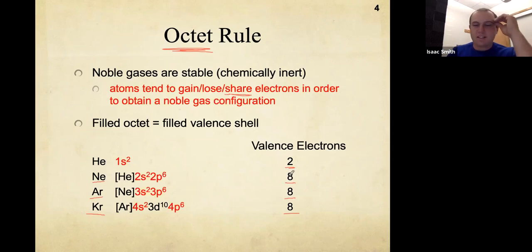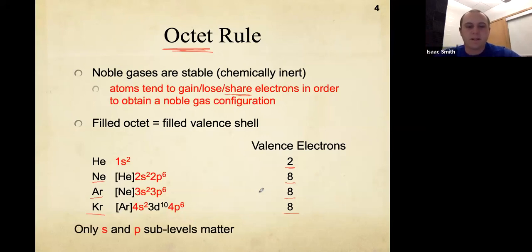So that's the goal for other elements, is to also have 8 valence electrons. And that's why they will either gain or lose electrons in order to do that, or share electrons, which we'll talk about coming up as well. Okay. So only the S and P sublevels matter here. You could just remember that.